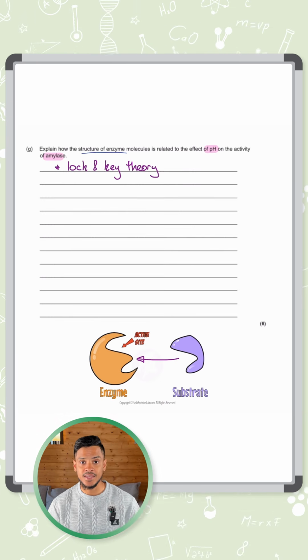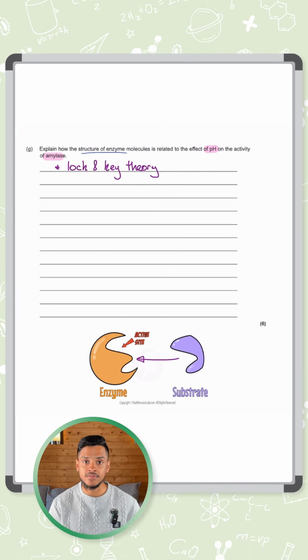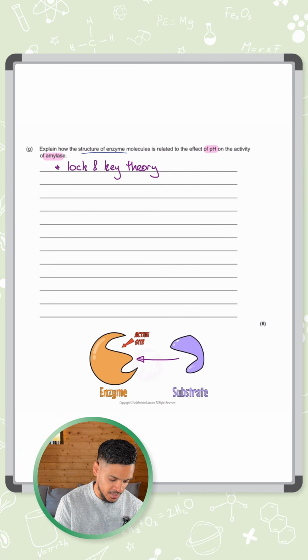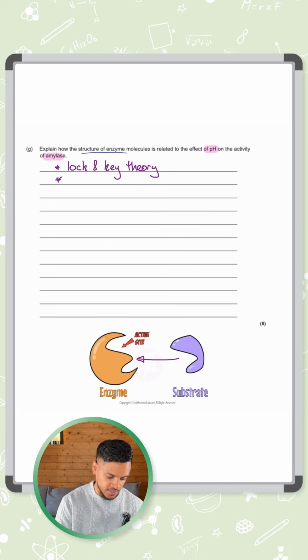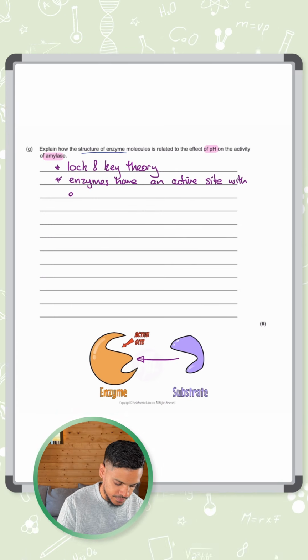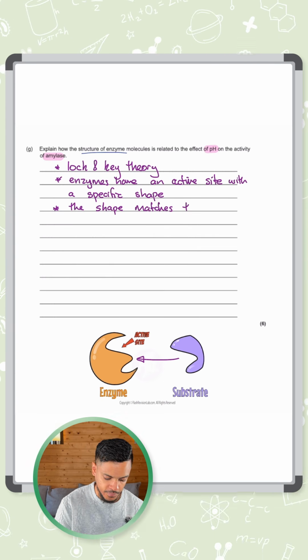It's like a lock and a key. The substrate is the key, the enzyme is the lock. This substrate will only fit into this type of enzyme. So we just need to explain this to get a few of the marks, not all of the marks. So you can say enzymes have an active site with a specific shape, and that shape matches, or is complementary, the shape of the substrate.